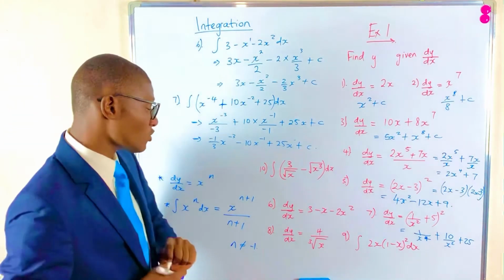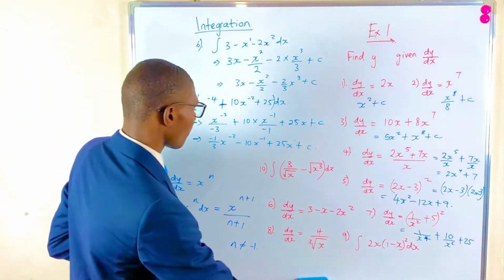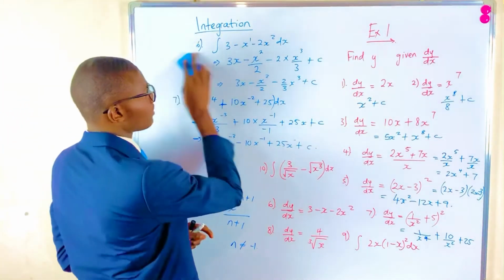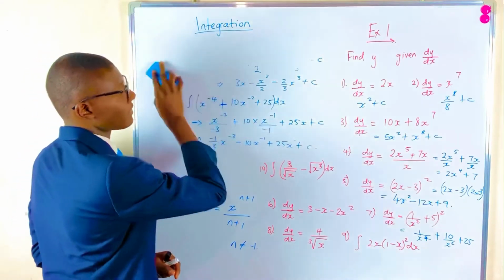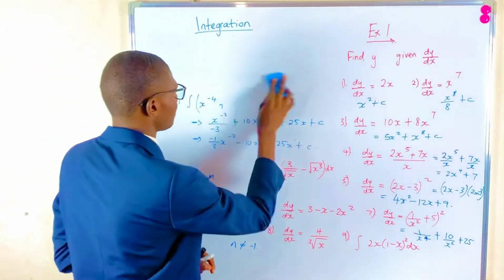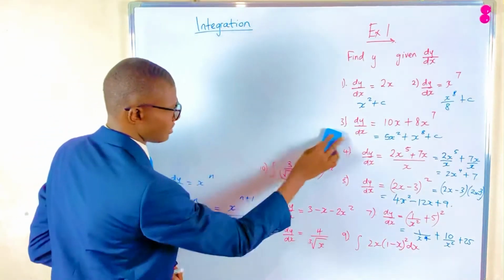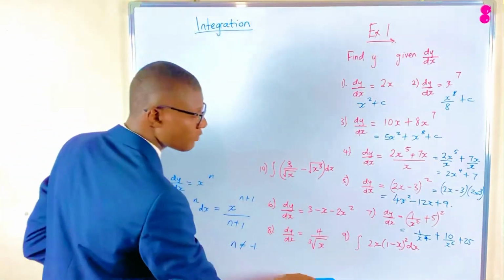And then now moving on to number 8. So I shall erase this part as well for number 6 and 7. Right. And then moving on to number 8.